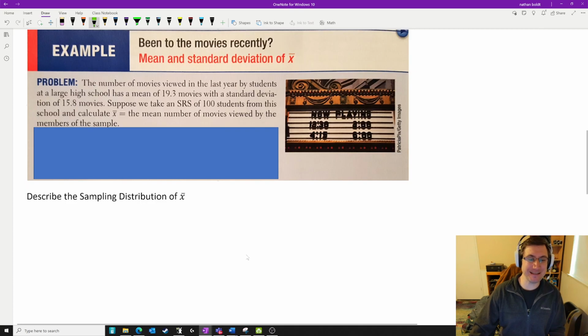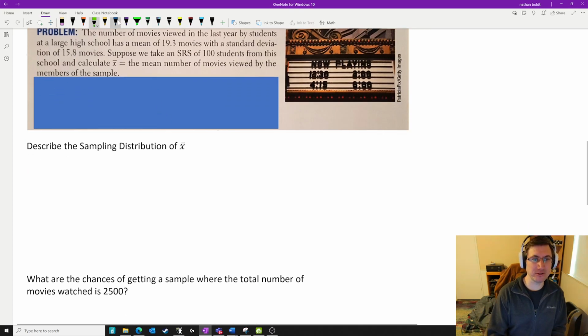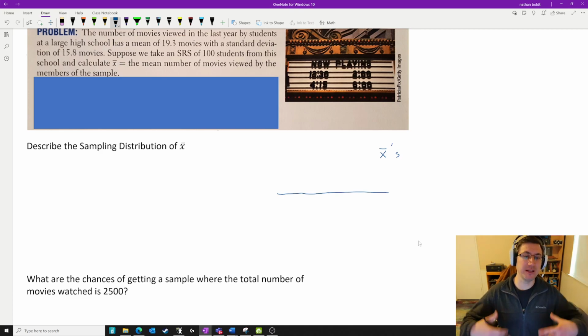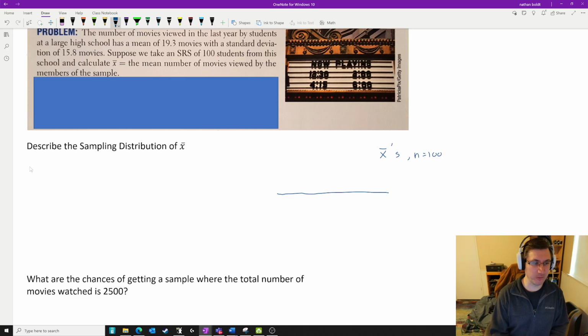So what would this sampling distribution of x bars look like? Remember, sampling distribution, these are all the x bars. So we're imagining taking sample after sample after sample of 100 students. What would that distribution look like? Well, the shape. What would our shape look like? Well, the shape is normal because n is equal to 100, which is, in fact, greater than or equal to 30.